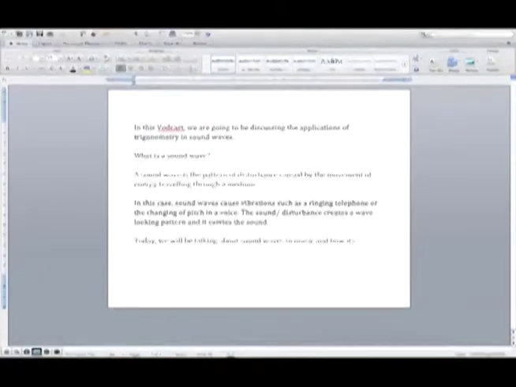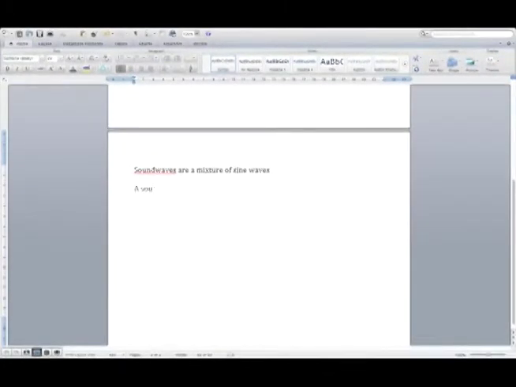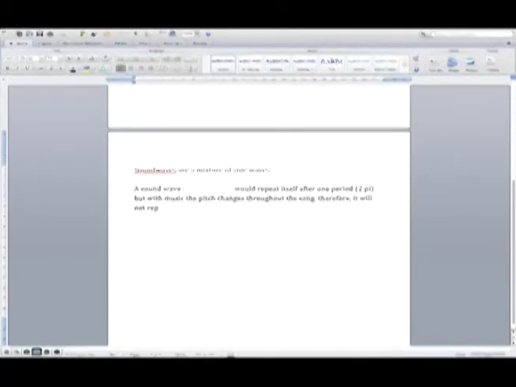Today we will be talking about sound waves in music and how it relates to trigonometry. Sound waves are a mixture of sine waves. A sine wave repeats itself after one period, which is 2 pi. But with music, the pitch changes throughout the song, therefore it will not be repeated by itself.